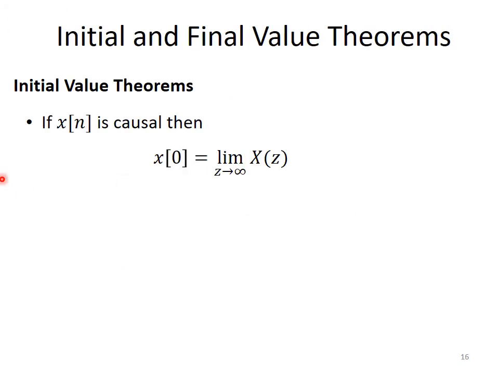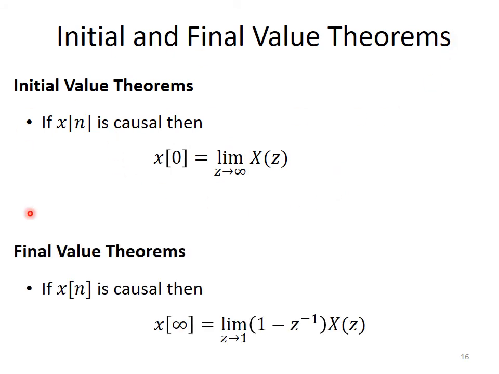Then we have initial and final value theorems, which are useful to find out the initial and final value of the sequences, right? So initial value theorem states if x of n is a causal sequence, then x of 0 would be equal to limit z tends to infinity x of z, right? So find out z transform of x of n and then evaluate this limit. You will find out the initial value of the sequence.